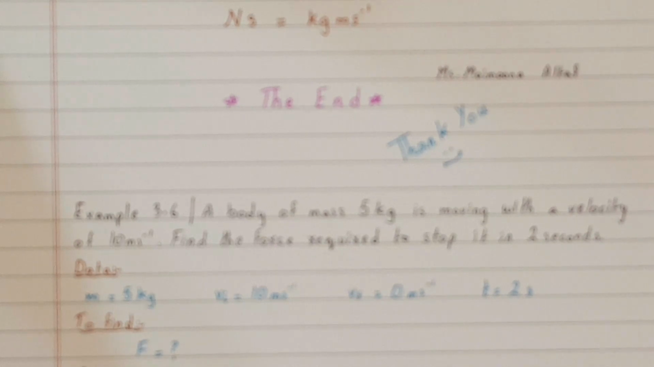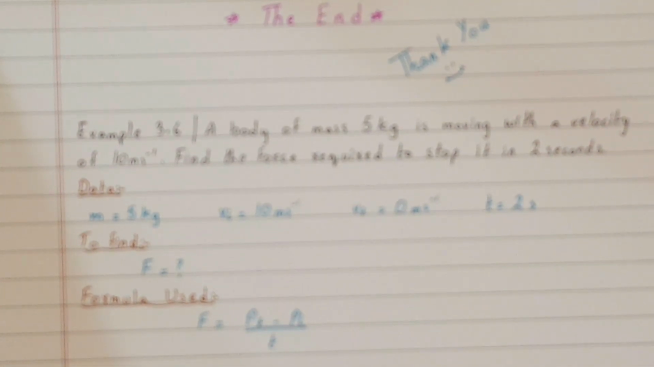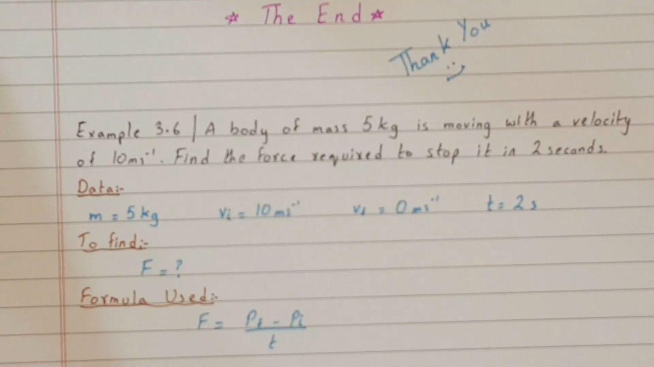So we can use the formula for the rate of change in momentum. The formula is F equals Pf minus Pi over t, where Pf and Pi are the final and initial momentum and t is the time.